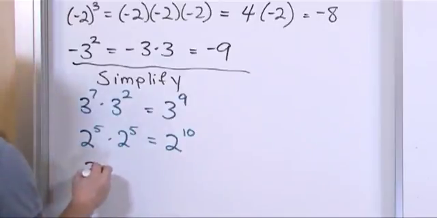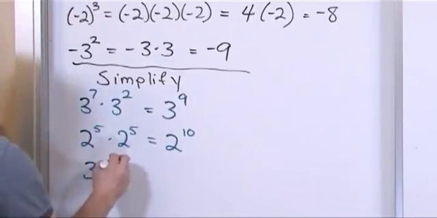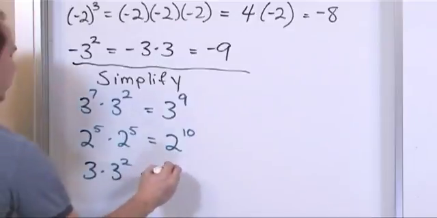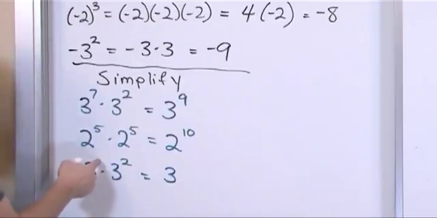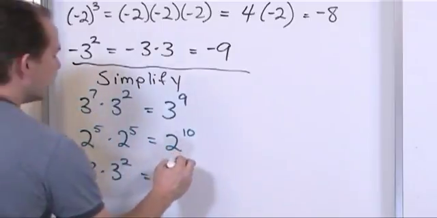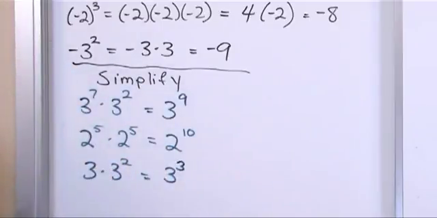What if we have 3 multiplied by 3 squared? Well, the base is the same, so 3. And you have to remember that when you have a whole number, you have an implied power of 1 there all the time. So this little invisible 1 here added with 2 is going to give us a power of 3.